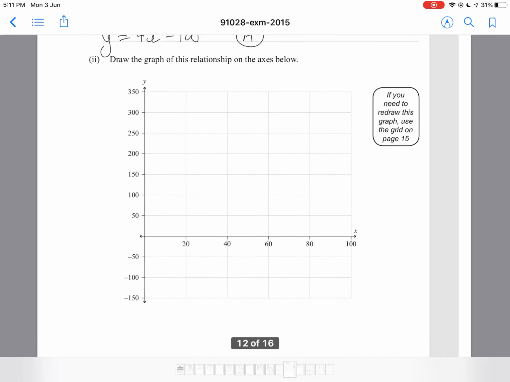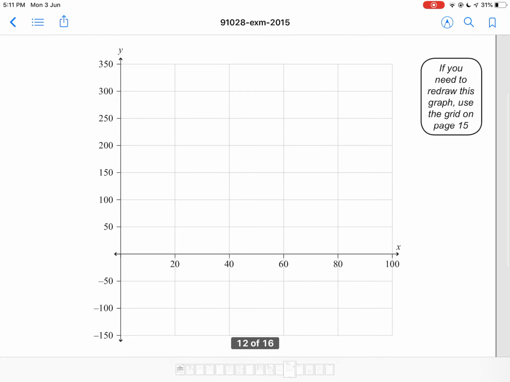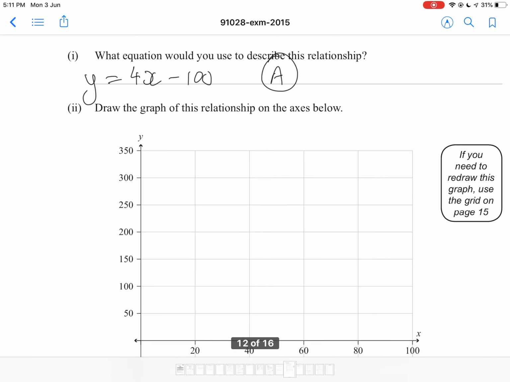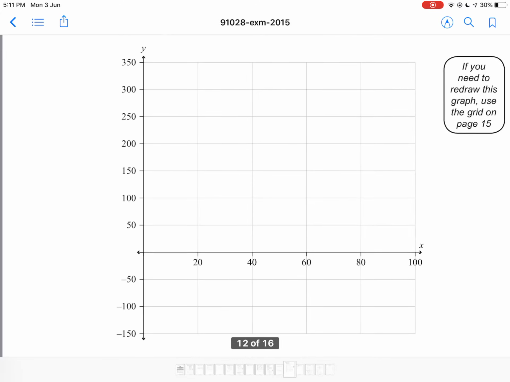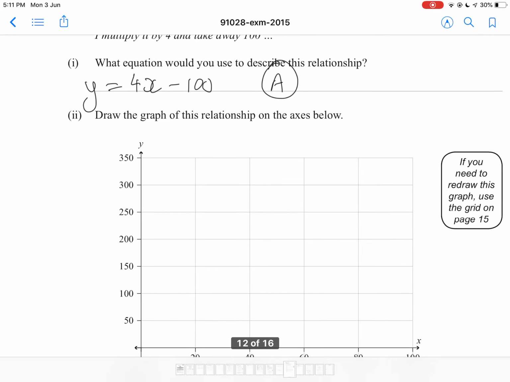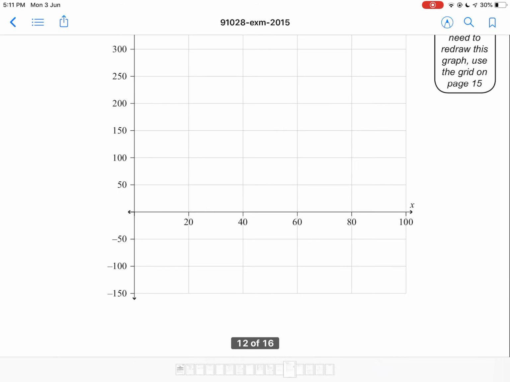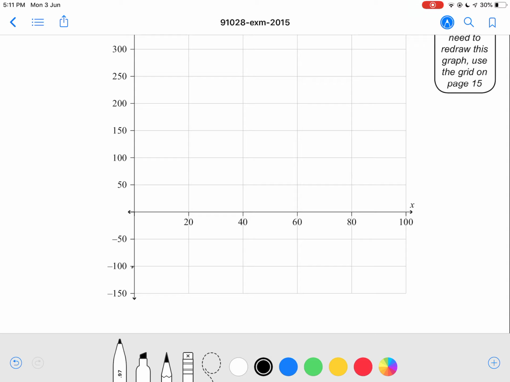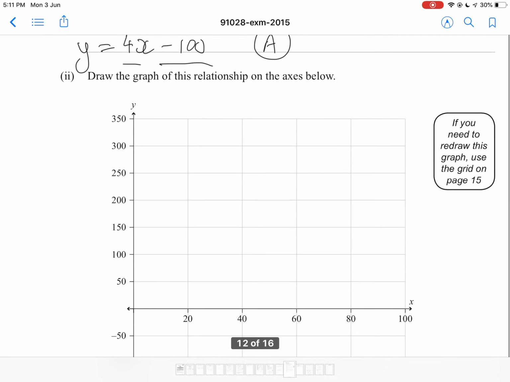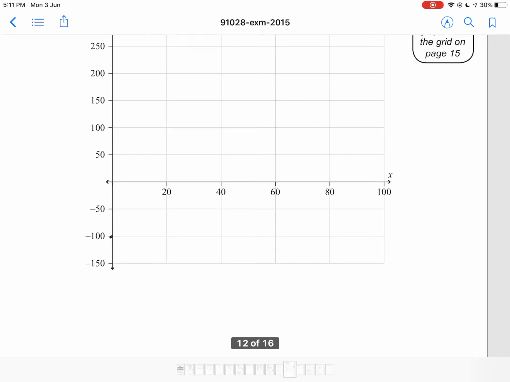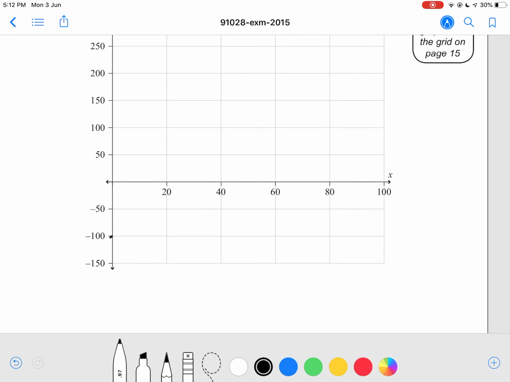Draw the graph of the relationship on the axis below. As you can see, the y-intercept is negative 100 and the gradient is 4. So the y-intercept is negative 100, so it's going to start from here, and at 20 it is going to be 4x. 4 times 20 is 80, so it's going to be increased by 80, so it's going to be somewhere here.